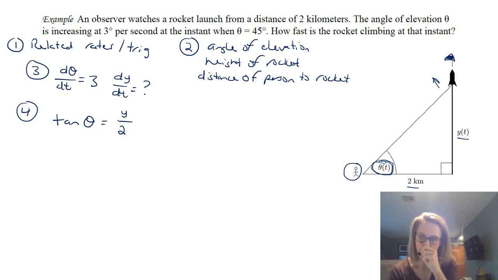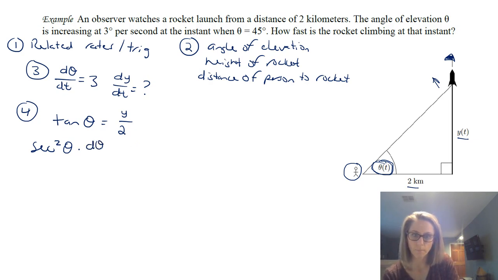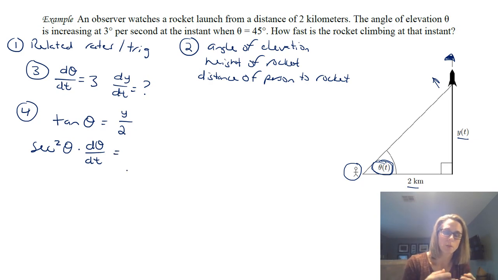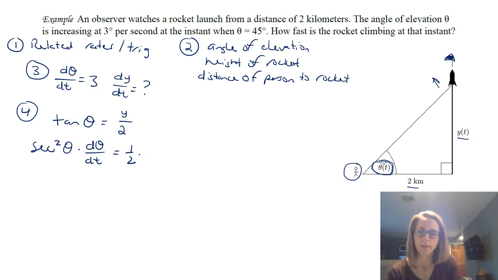Now remember, theta is changing with respect to time, and so is y. And so when we take our derivative now, we have to consider that. So we know that the derivative of tan from section 2.4 is secant squared theta, but then we have to multiply that by d theta dt. There you go. So that's a chain rule. Then we have 1/2 times the derivative of y, and since y is changing with respect to time, we need a dy dt.